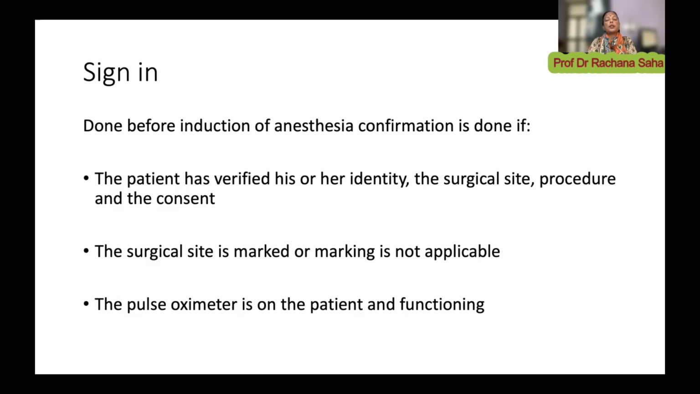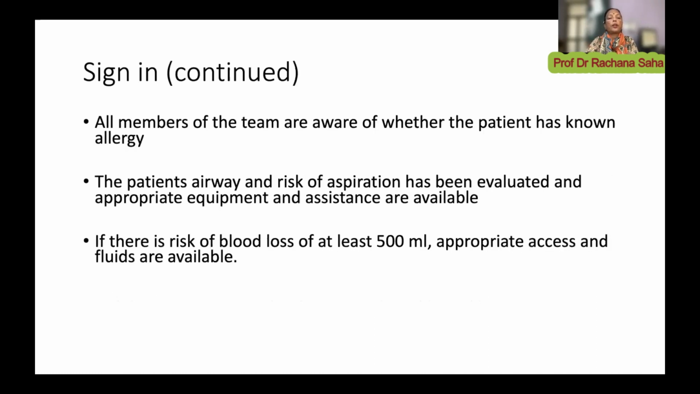The pulse oximeter is on the patient and is functioning or not. All members of the team are aware of whether the patient has any known drug allergy. The patient airway and risk of aspiration has been evaluated and appropriate equipment and assistance are available. If there is a chance of any blood loss, then appropriate access and fluids are available or not. These are to be done before inducing the patient.